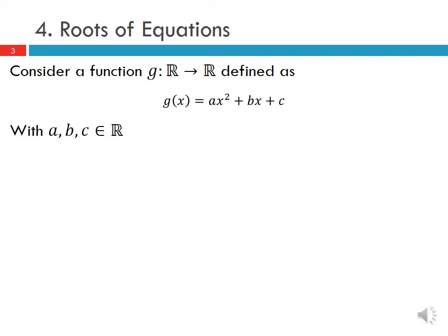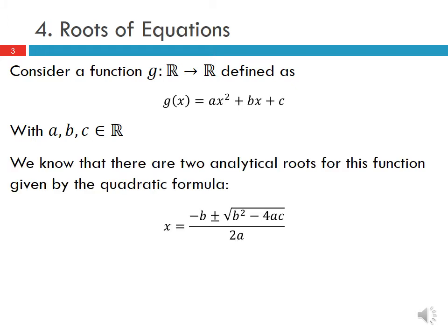So we can consider a function, g, let's say, defined on the set of real numbers, that's equal to ax squared plus bx plus c, where a, b, and c are real numbers. We know that there are two analytical roots for this function given by the quadratic formula. So we can solve for the values of x that make this equation equal to 0 directly using this formula.